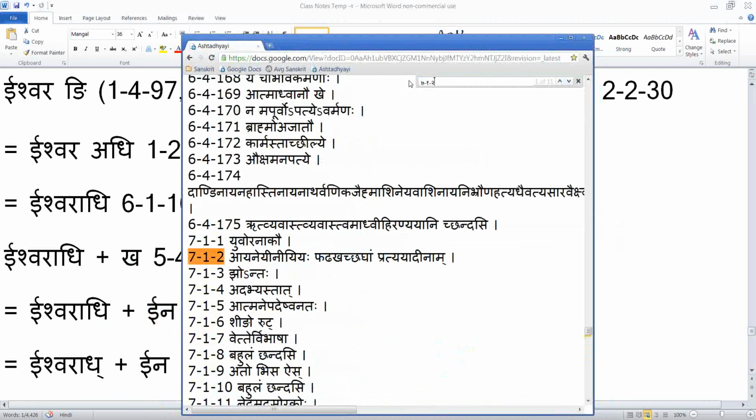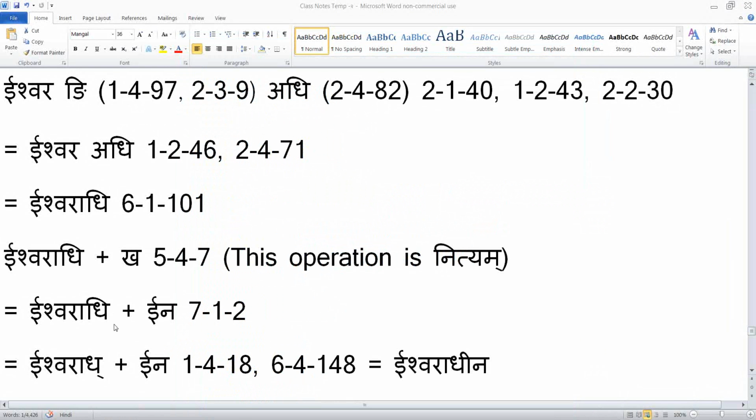Today we saw one, Yuranaka, we saw today. But here comes the next one: Ayaneya Ina Iya Iyaha, Pha Dha Kha Cha Gham Pratyaya Adinam. So these are Ayan, Aya, Ina, Iya, and Iya. These are the yathasankhyam Adesha for Pha, Dha, Kha, Cha, Gham. Yathasankhyam means respective. So if you have Pratyaya Kha, that will get the Adesha of Ina, because Ayan, Aya, Ina: the Khakara gets the Ina Adesha. So Kha becomes Ina by 7-1-2, Ishwaradhi Ina.